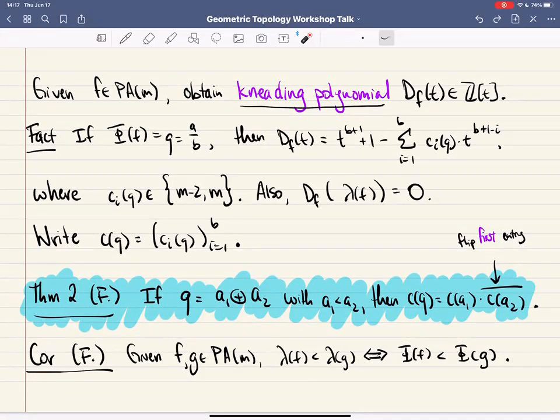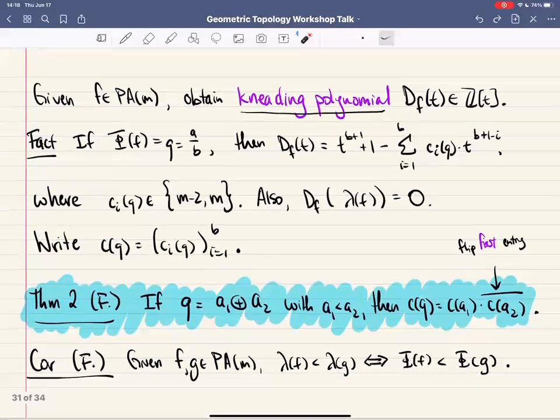sort of pictorially. So if you have two zigzags of pseudo-Anosov type, then the growth rate of one is less than the growth rate of the other if and only if the rotation number of the first is less than the rotation number of the second. Okay. So already the Farey tree is bearing fruit for us.